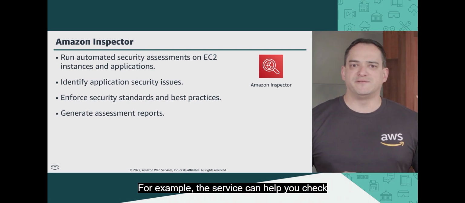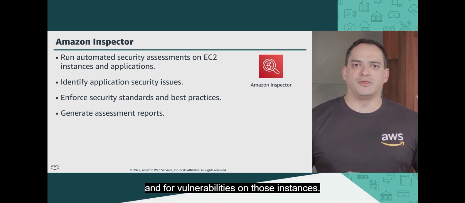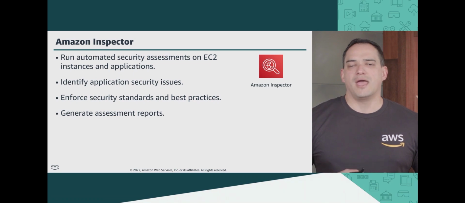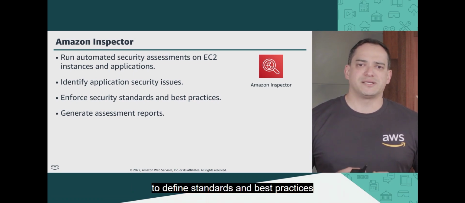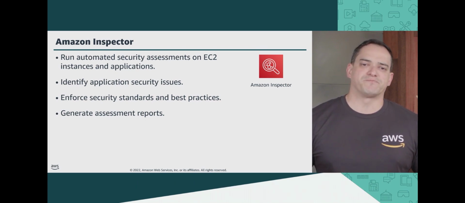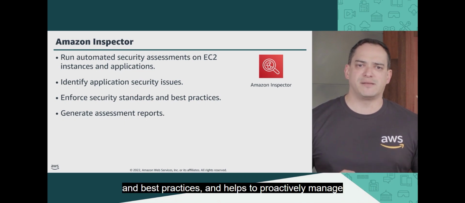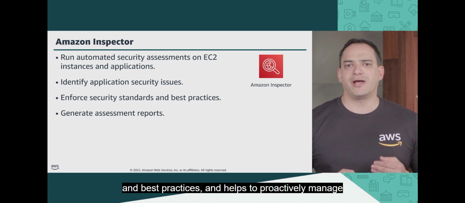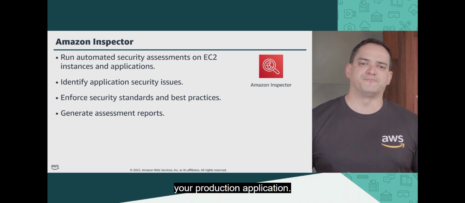For example, the service can help you check for unintended network accessibility of your EC2 instances and for vulnerabilities on those instances. Amazon Inspector provides you the opportunity to define standards and best practices for your applications and validate adherence to these standards. This simplifies enforcement of your organization's security standards and best practices and helps to proactively manage security issues before they impact your production application.